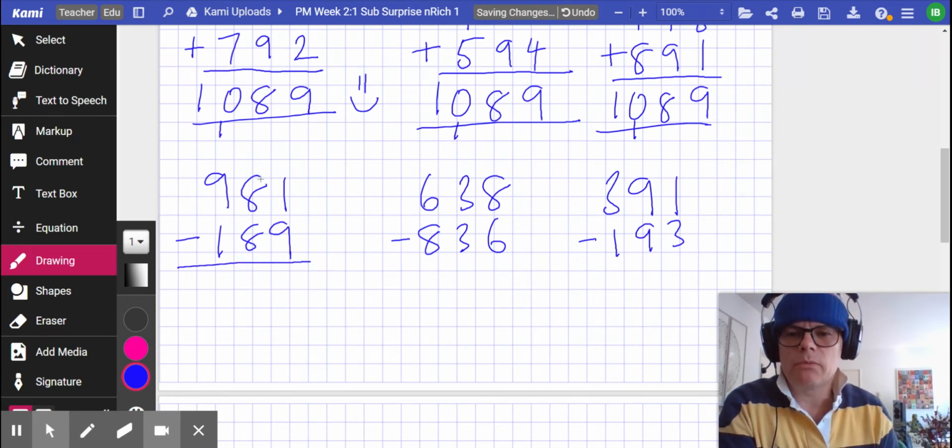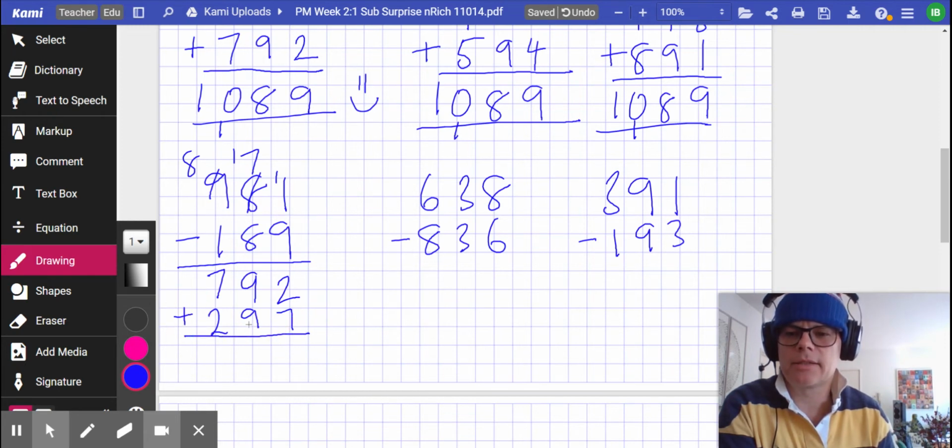1 take away 9, we have to borrow. So 11 take away 9, 2. 7 take away 8, can't do, let's borrow. 17 take away 8, 9. 8 take away 1, 7. Reverse it, 297 and add. 2 plus 7, 9. 9 plus 9, 18. 7 plus 2.